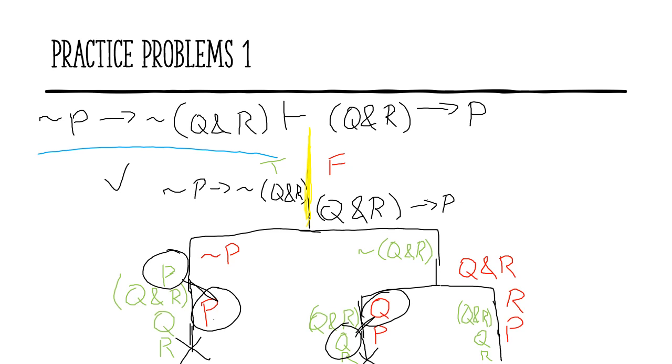Now let's look at the last branch. I have an R on the left side. I have a Q on the left side. I have a P on the right side. I have an R on the right side. I can close that one off because I have an R here. I have an R here.